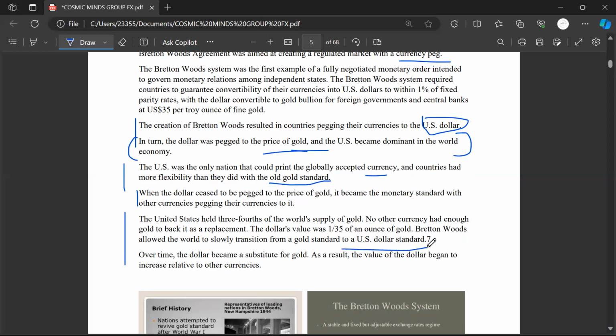So that is it. You bring $1, you get 35 ounces of gold. That is what it means. That is the ratio: $1 to 35 ounces of gold. So in order for you to get $1, you bring 35 ounces of gold.